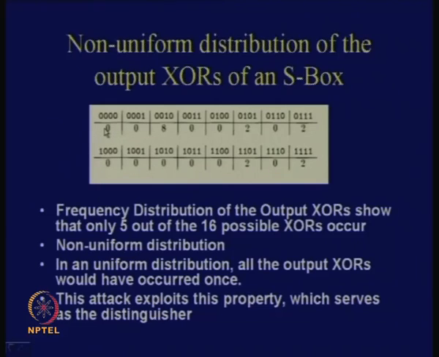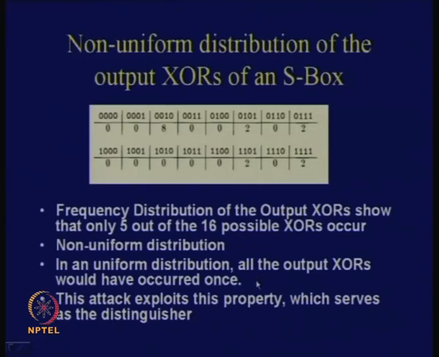Now you can obtain a frequency table in this fashion. This is a simple tally table, similar to a frequency table, and you will find that there are certain differentials which have never occurred, and certain differentials which have occurred quite a significant number of times, okay? Which is the output differential which has occurred the maximum number of times? It is this value, right? So 0 0 1 0 is probably the most expected. The frequency distribution of the output XOR shows that only 5 out of 16 possible XORs occur. The others do not occur. So this is a widely non-uniform distribution.